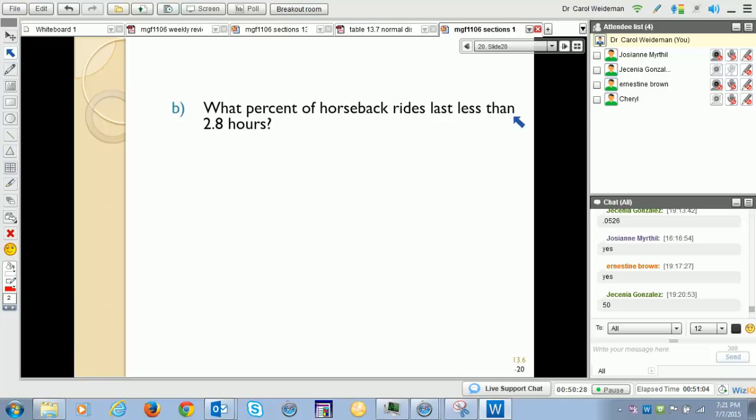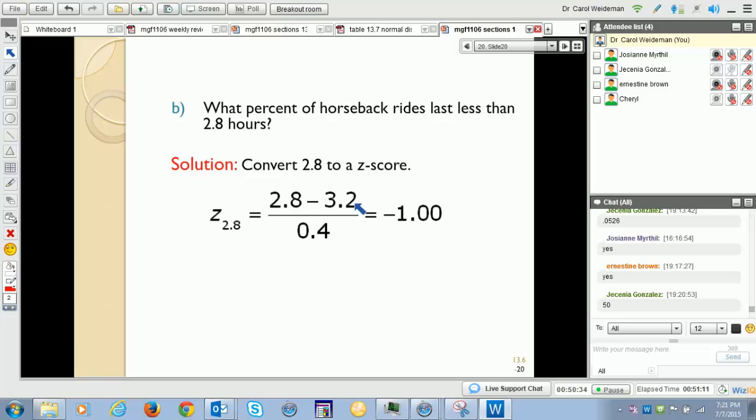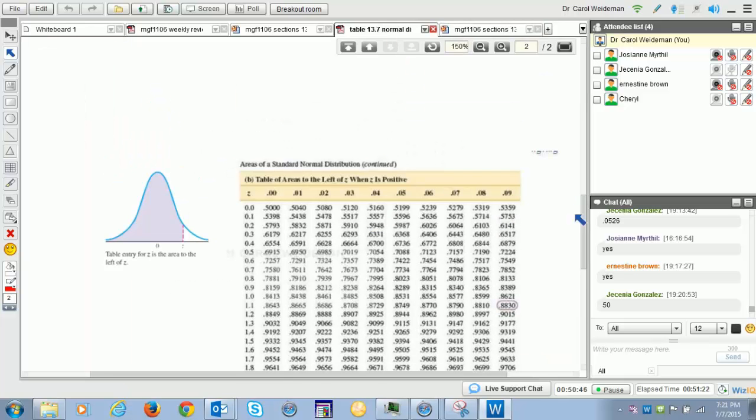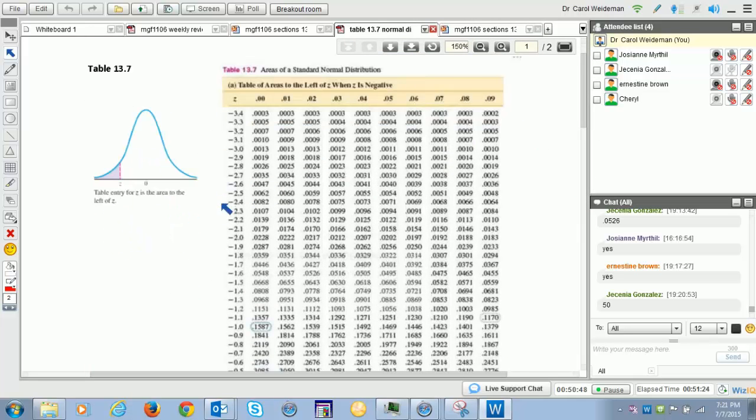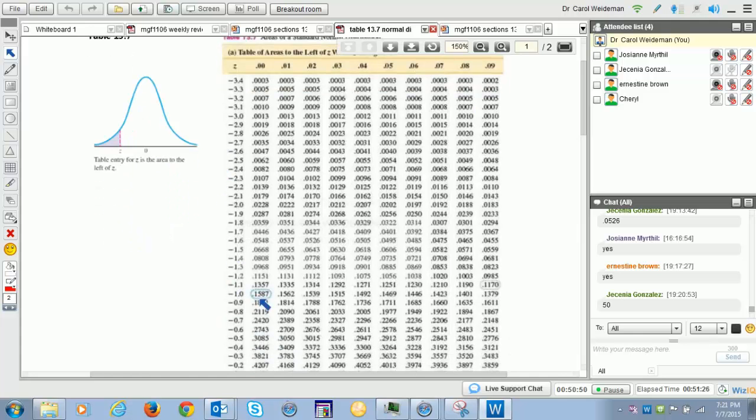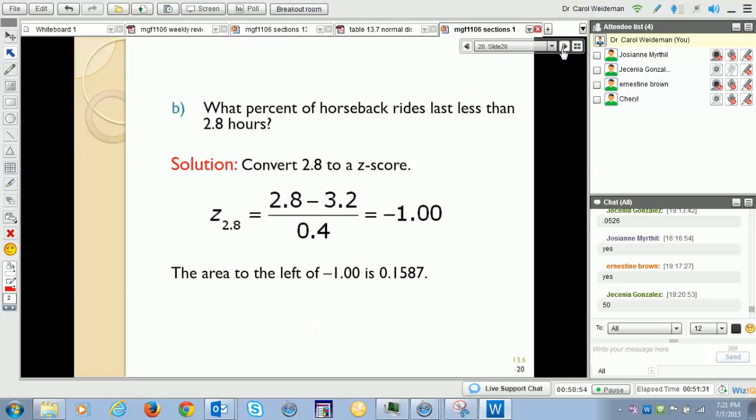What percent of the rides will last less than 2.8 hours? So we need the z-score for 2.8. 2.8 minus the mean, divided by the standard deviation, gives a z-score of -1. If I go to my table, up to the negative part, -1.0 is here, 0.1587. So we expect about 15.87% of the rides to last less than 2.8 hours.